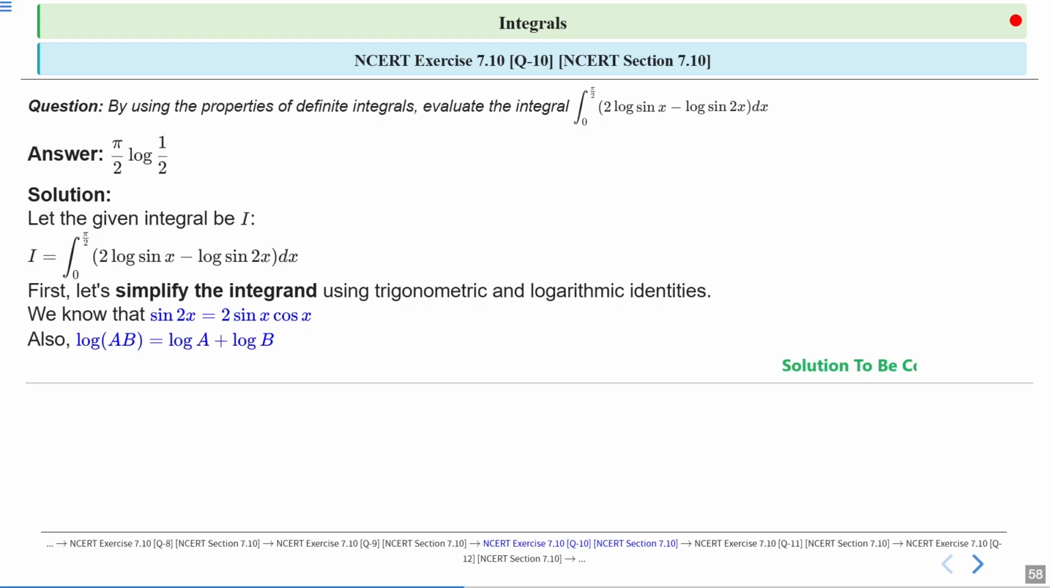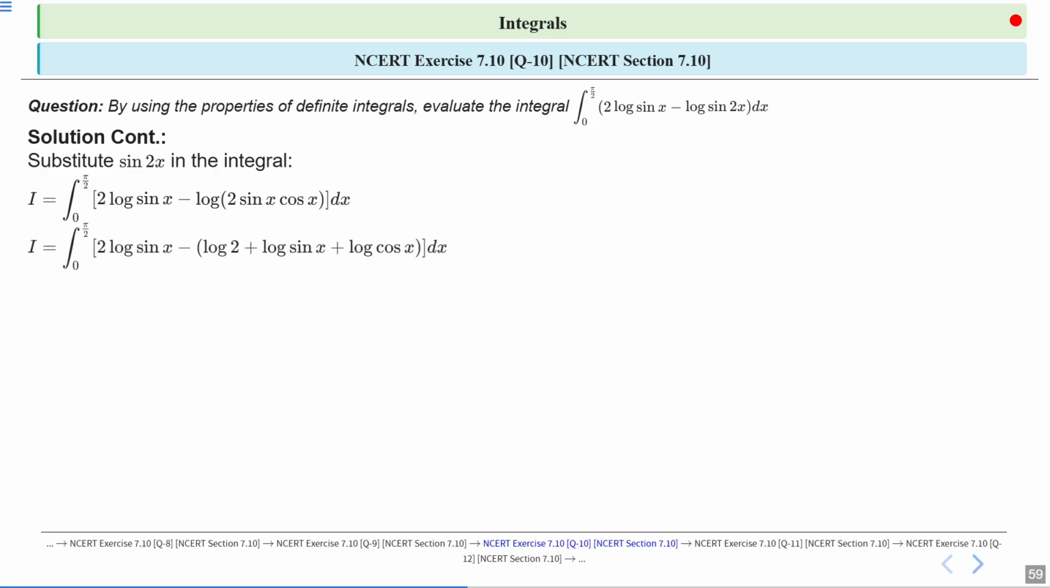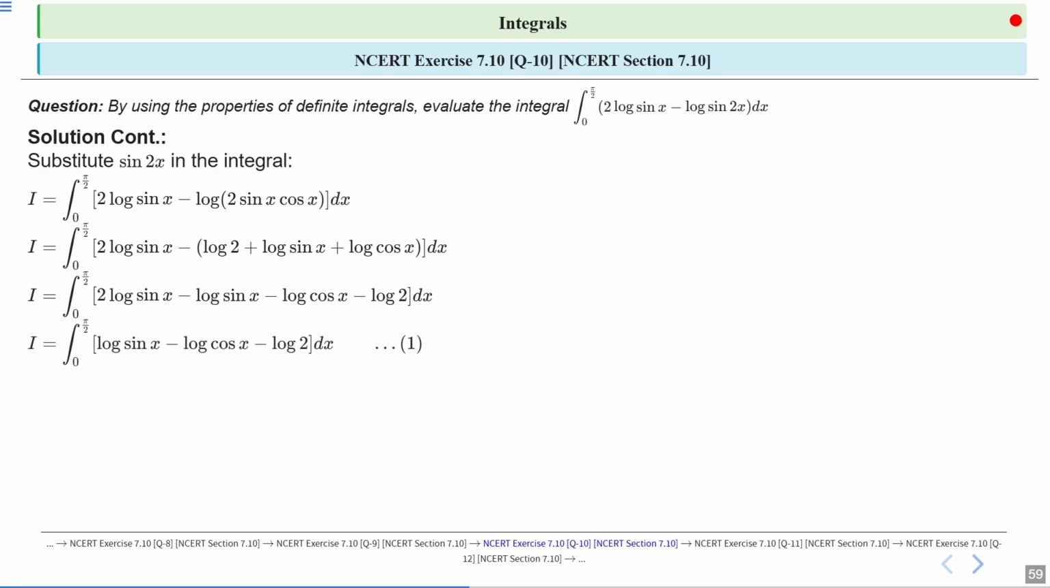So at first, substitute sin 2x in the integral. So it becomes log of 2 sin x into cos x. And as log ab is log a plus log b, log 2 sin x cos x is log 2 plus log sin x plus log cos x. So it becomes 2 log sin x minus log cos x minus log 2 dx. So I is equal to the integral from 0 to pi by 2 of log sin x minus log cos x minus log 2 dx. Consider it as equation number 1.